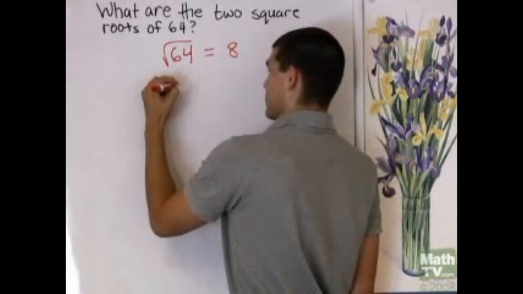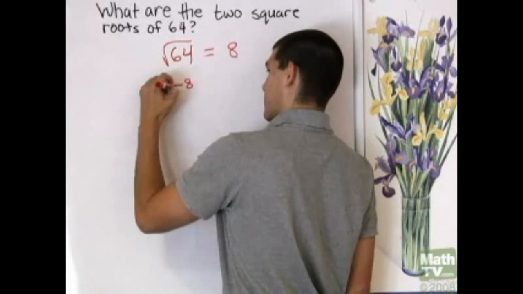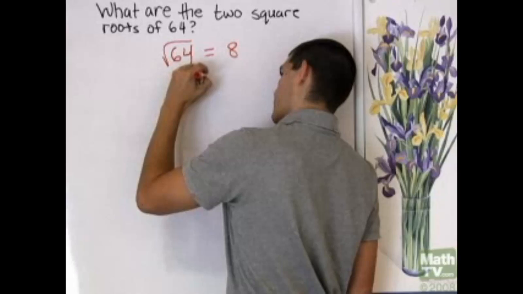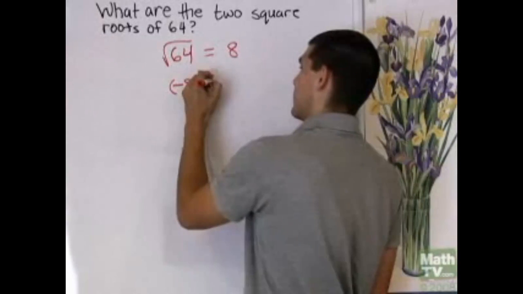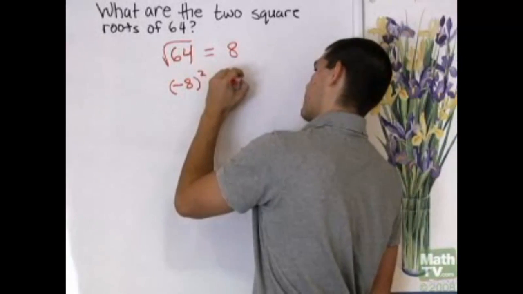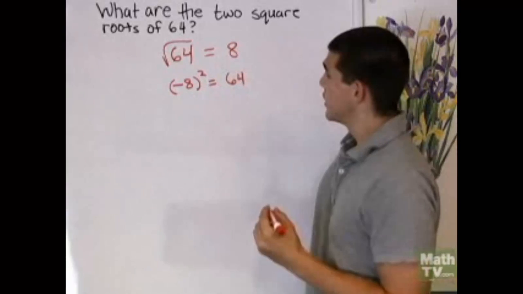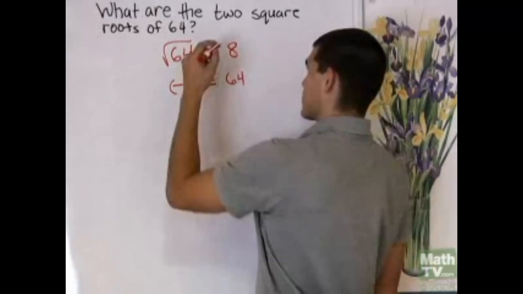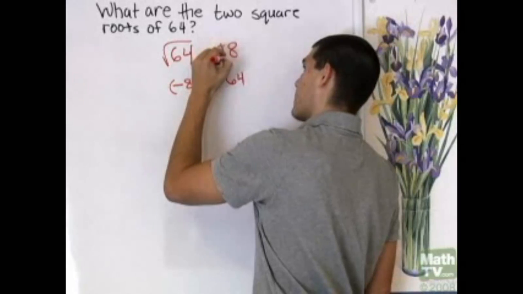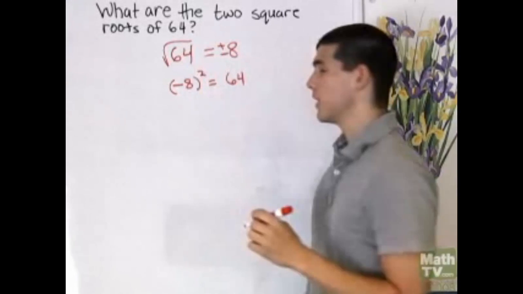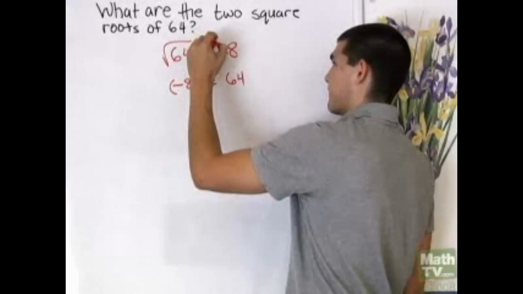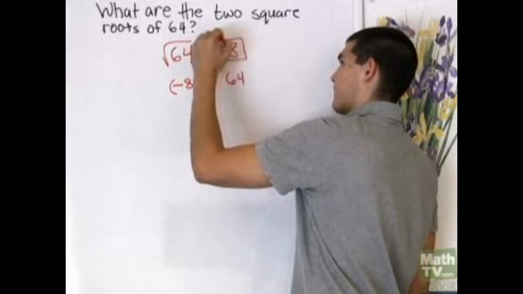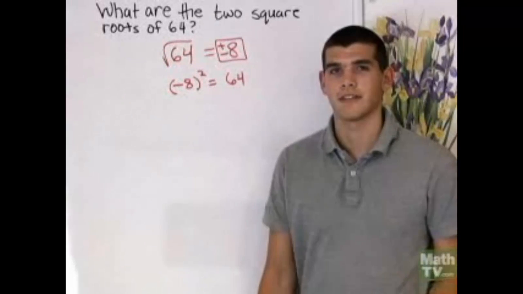But we notice that if we square negative 8, we get 64 as well. So our two square roots of 64 are going to be positive and negative 8. And that's our answer.